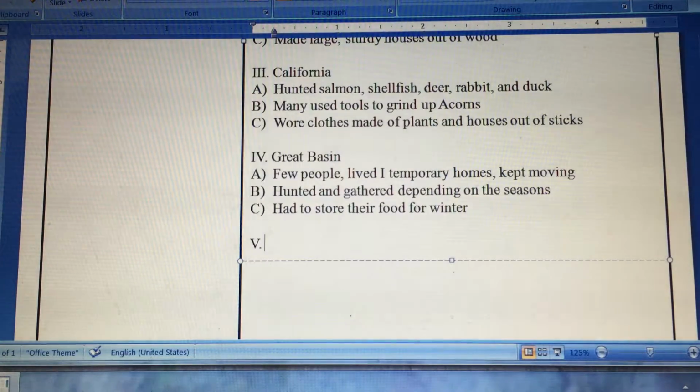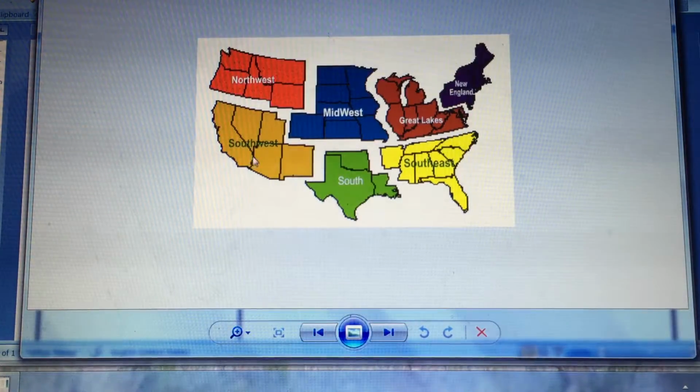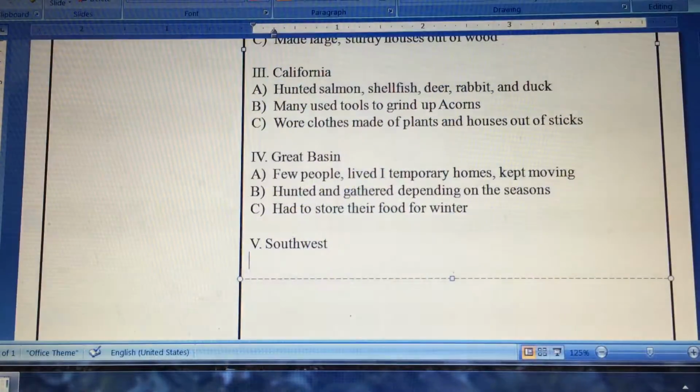5, southwest. Okay, let's go back. Let's look. Where's the southwest? Southwest would include parts of California, Arizona, Nevada, New Mexico, and Utah, and even into Texas. And this is a large desert area, so similar to the Great Basin, but a little bit different. Let's talk about some of those differences.